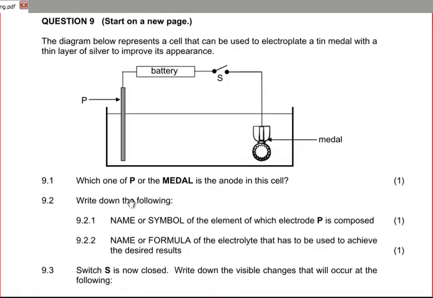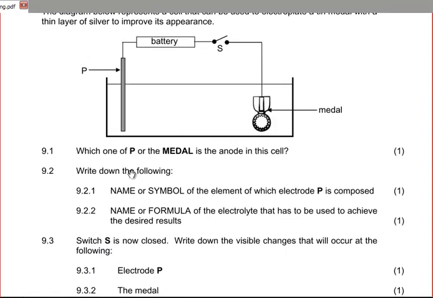So if we can go to question 9.3, it is now saying switch S is now closed. Write down the feasible changes that will occur at the following electrode P, 9.3.1, which means to say that if switch S is closed, we have the movement of some electrical current from our battery to the metal. So we're going to have some flow of electrons, that is from the anode to the cathode. So now the question says, write down the physical changes that will occur at the electrode P.